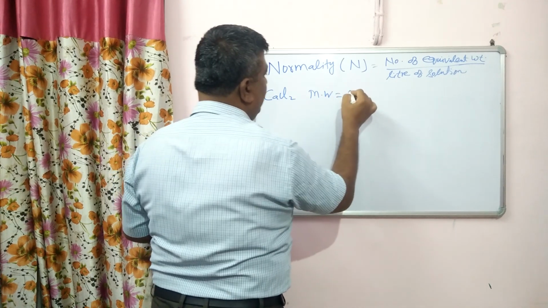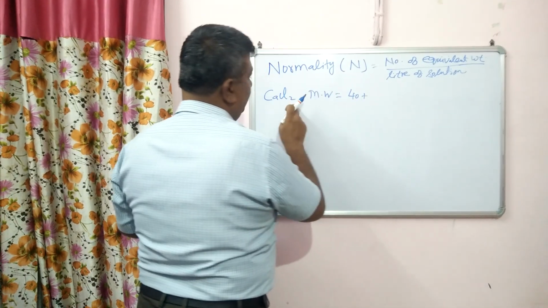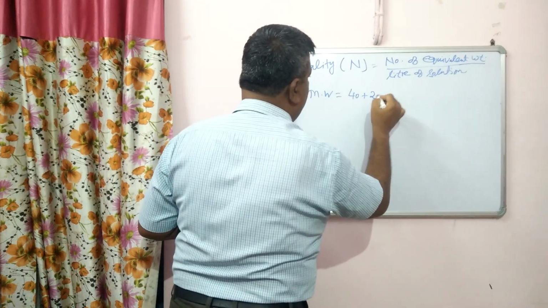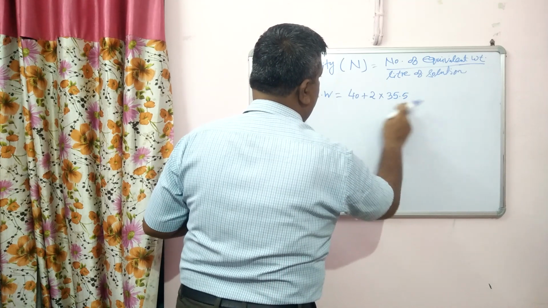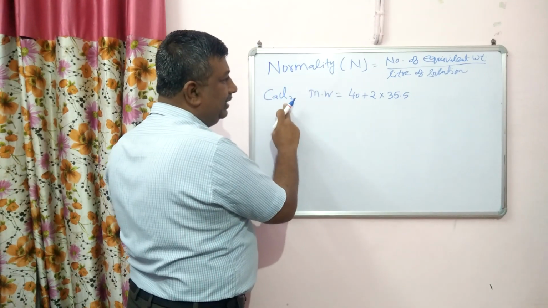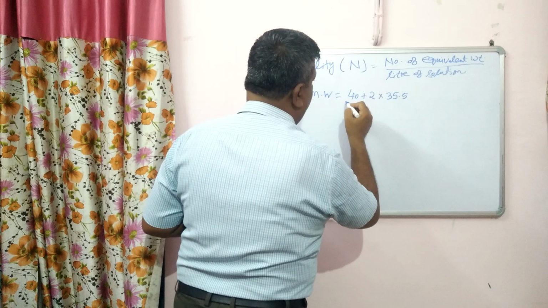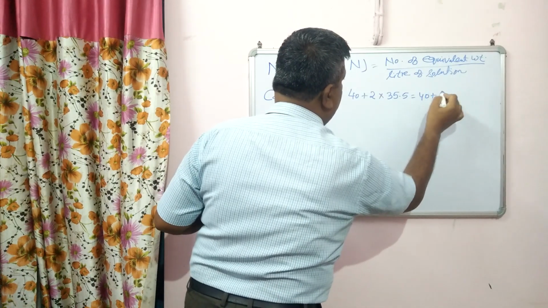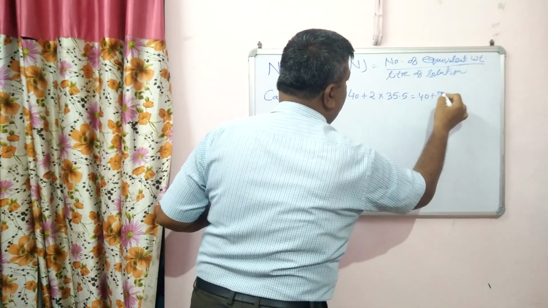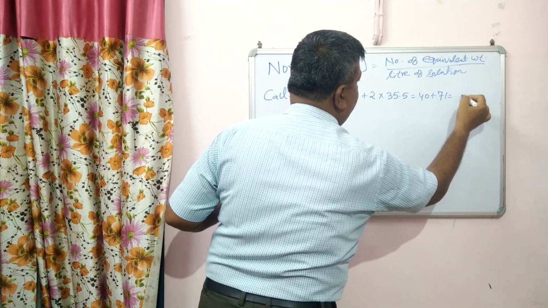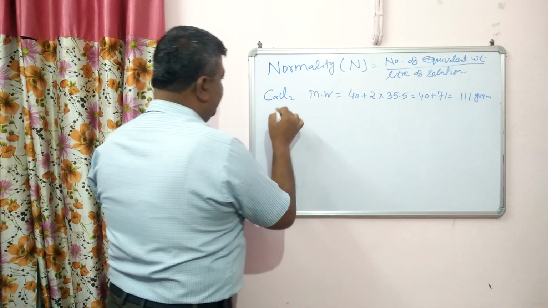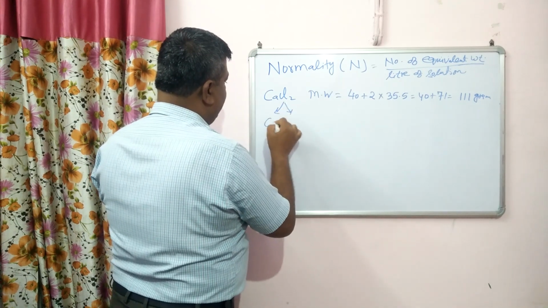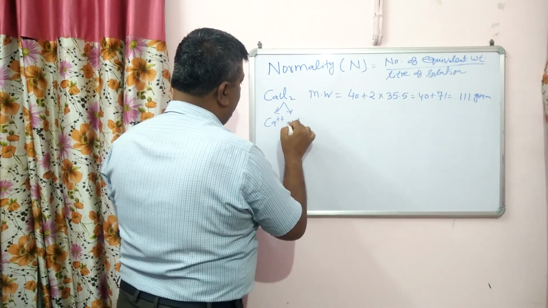Molecular weight is equal to calcium 40, and this is the 2 atom of calcium. So multiplied by 2 into 35.5, because atomic mass of chlorine is 35.5. So it is 40 plus 71, that is 111 gram. Now valency, so it dissociates as calcium plus plus and 2Cl minus.